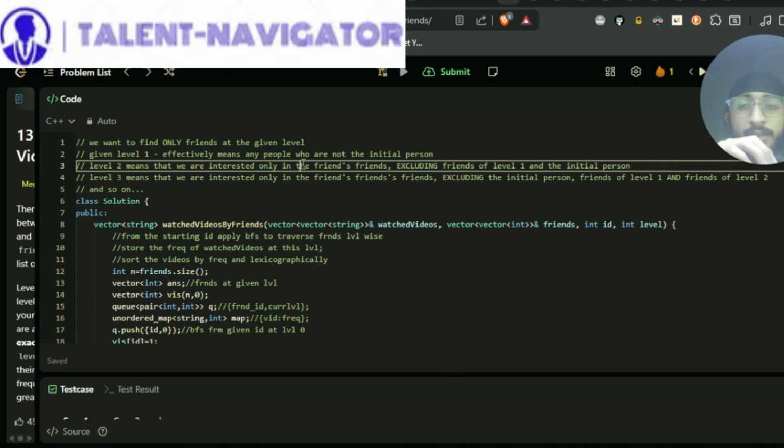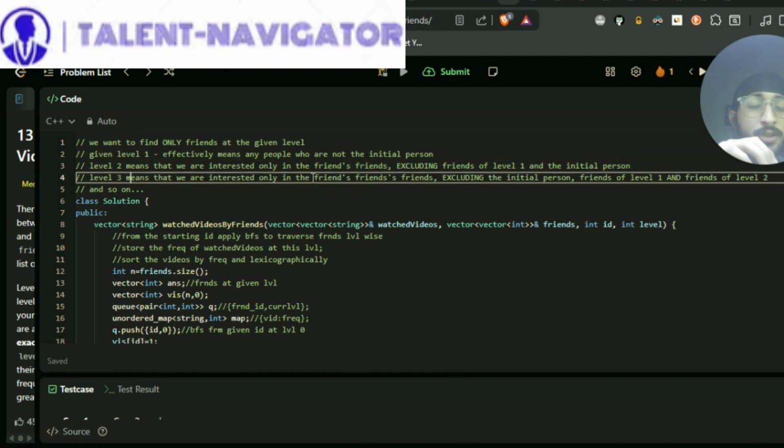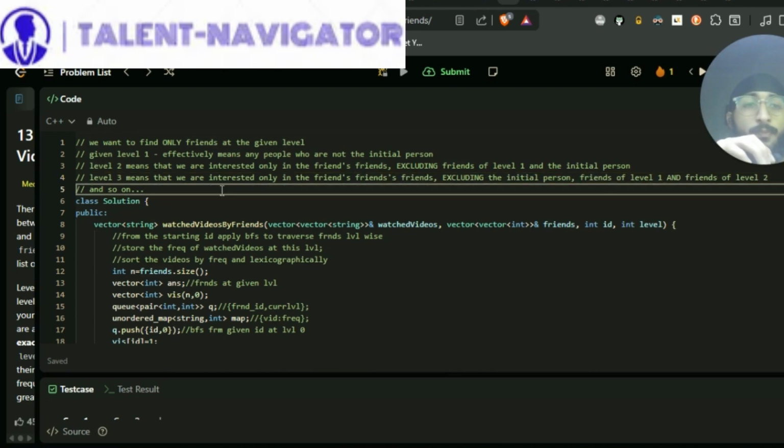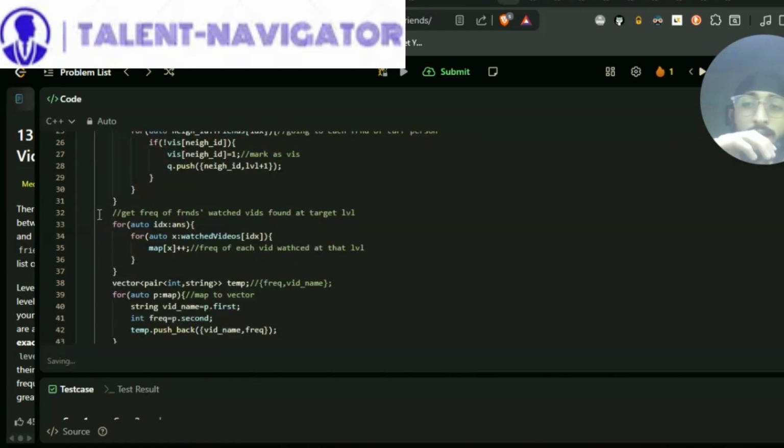Now level 2 means that we are interested in the friends excluding friends of level 1 and the initial person. Level 3 means we are interested in only friends of friends, excluding the initial person, friends of level 1 and friends of level 2, and so on, right? So that's how we do it. And let us start with the function.